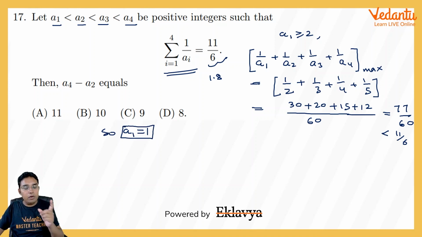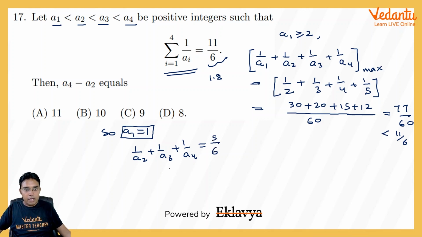Okay, I will tell you one objective method also, but before that let us understand this properly. So then 1 upon A2 plus 1 upon A3 plus 1 upon A4 will be equal to, I will be subtracting 1 that side, so it will become 5 by 6. Now, in the same way, because my A2 is greater than 1, it can be either 2 or 3 or so on. So let us explore if it can be greater than or equal to 3 or not.